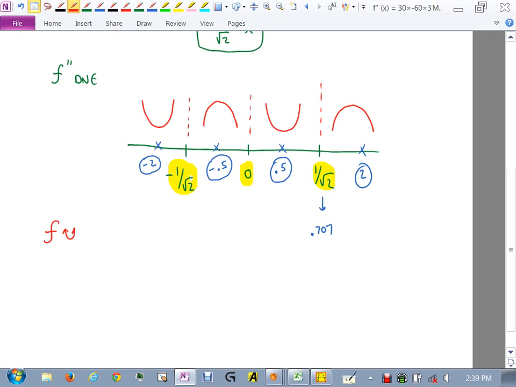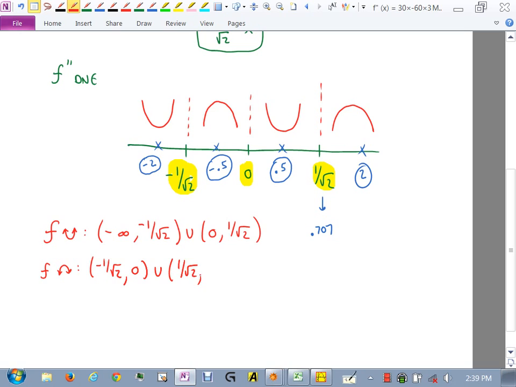I like to put little arrows at the end of this. Where is it concave up? Negative infinity to negative 1 over root 2. Anywhere else? 0 to 1 over root 2. We're almost done. Where is it concave down? Negative 1 over root 2 to 0 union 1 over root 2 to infinity.